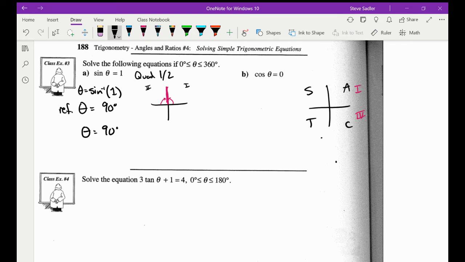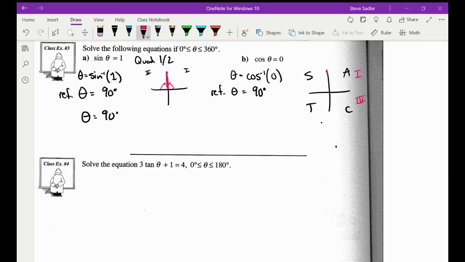And if we do, I'm just going to treat 0 like a positive value, and I can type that in. So find our reference angle. Cos to the -1 of 0 is going to give me a reference angle of 90 degrees. So if we look at 90 degrees from the x in quadrant 1 and quadrant 4, I'm going to get that right there, 90 degrees, and that down here, 90 degrees.